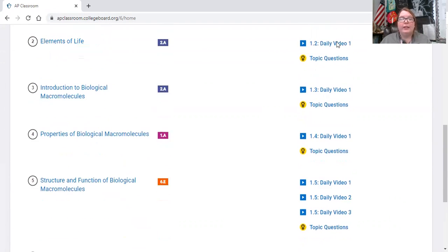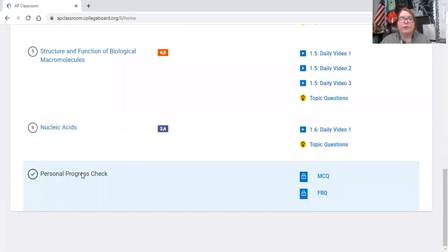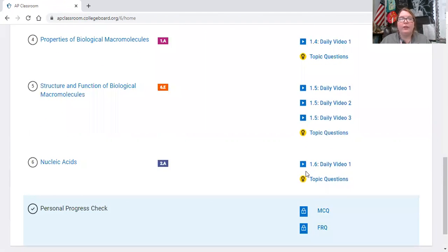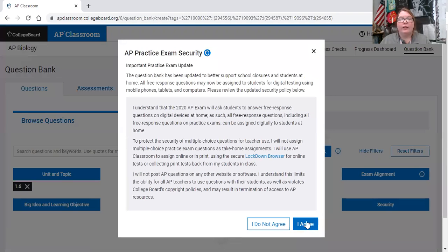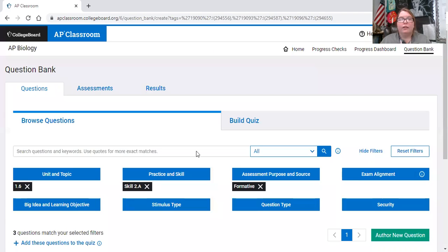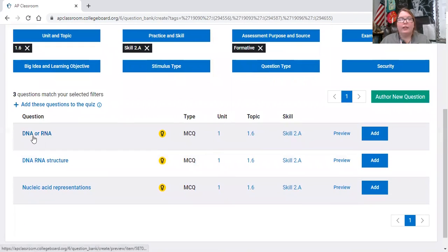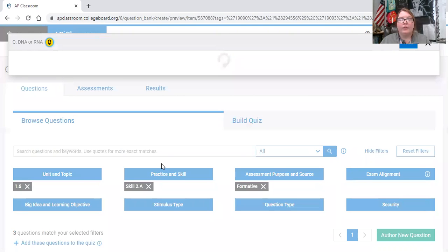You are going to be getting some questions. The personal progress check, I have to unlock that, and it's going to be assigned for you and available on your dashboard. I wonder if it'll show us some questions so I can tell you what they look like. Okay, let's look at DNA or RNA, which you already covered. Let's see if my Wi-Fi will work.